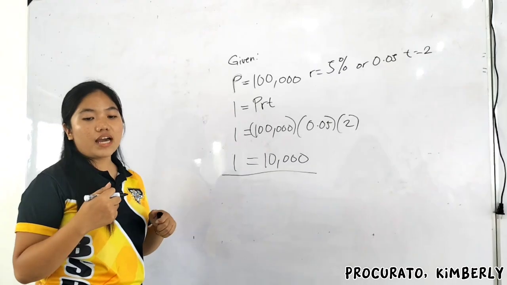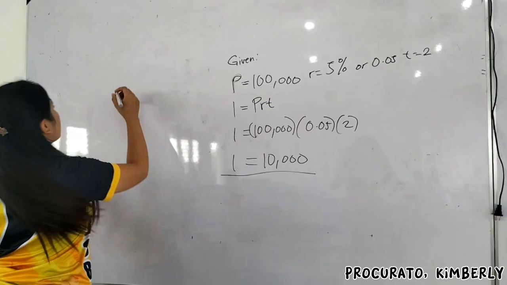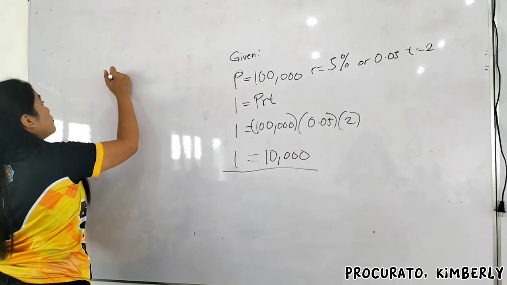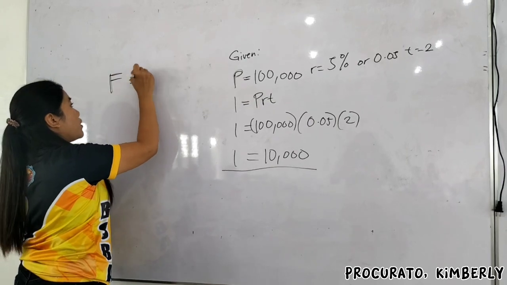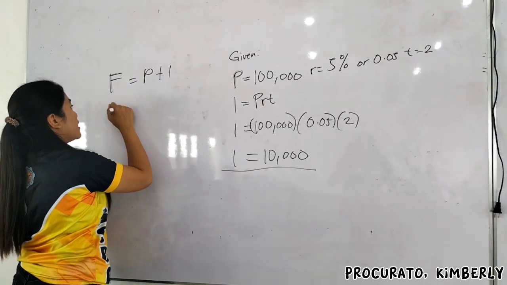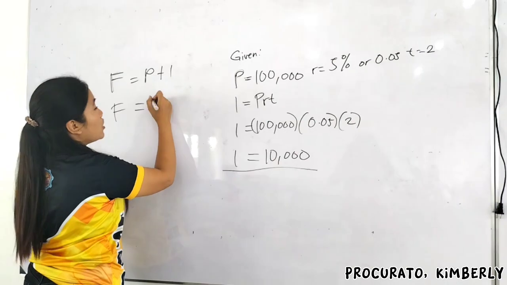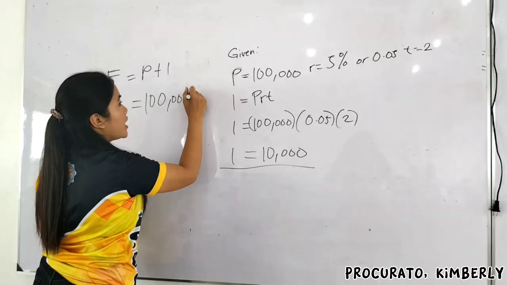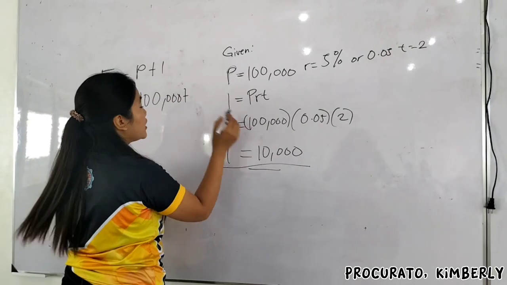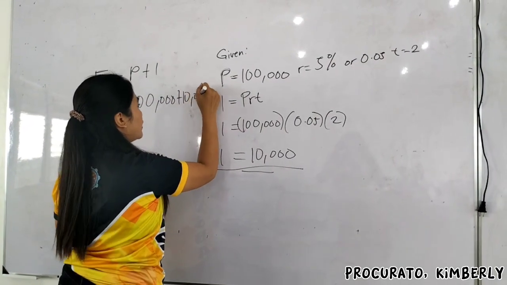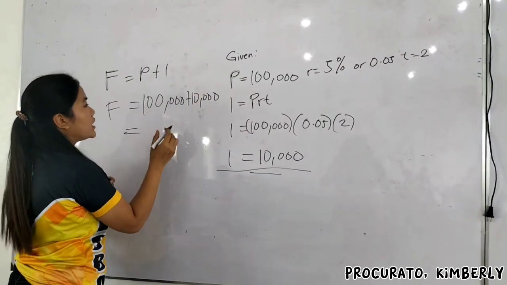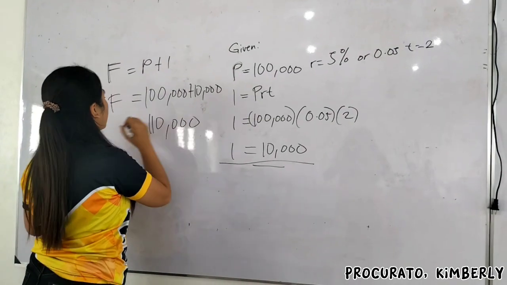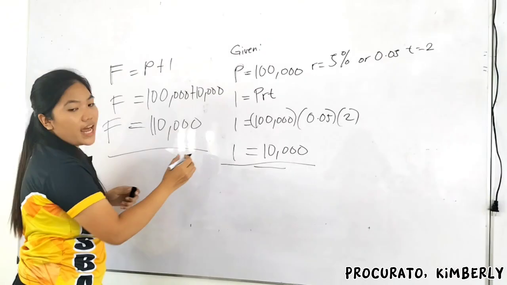Next is to find the total amount. So the formula we should use is F equals P plus I. Then we substitute. Principal is 100,000 plus our interest is 10,000. So 100,000 plus 10,000 is 110,000. So this is the final amount.